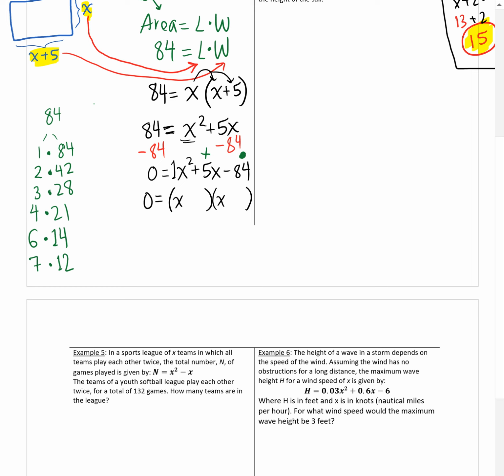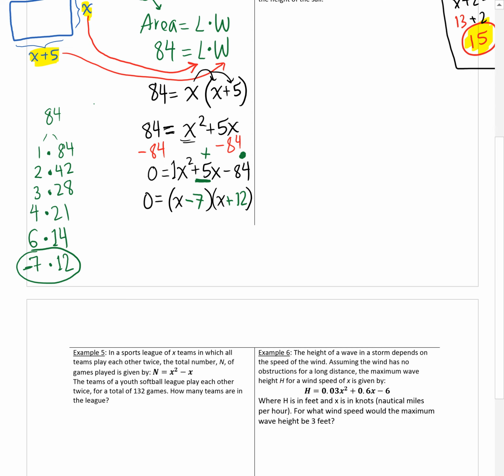But we want them to add up to a positive 5. So it must be that the smaller one is negative, so the 7 is negative. Alright, that must mean I want a negative 7 and a positive 12. So those guys would have a product of negative 84 and a sum of positive 5.